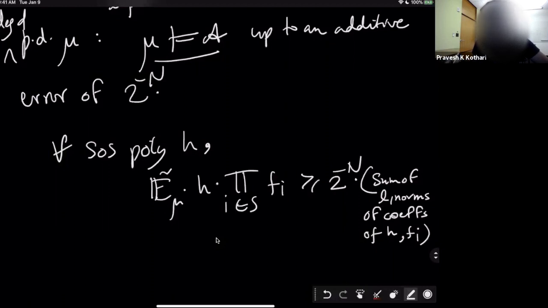So, it's minus 2 to the minus n. So it's like a small negative number. So I cannot satisfy these inequality constraints exactly. I'm going to lose a little bit on them. But we'll have to somehow argue and make sure that whenever we use them in algorithms, this small error doesn't bother us. Okay.